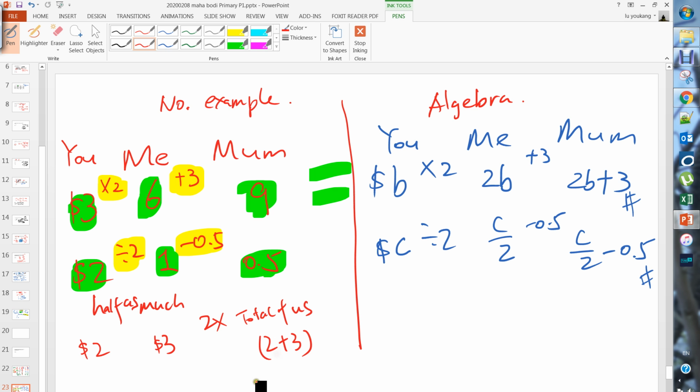And then times 2. So that will give you 10, right? So that means the green one is the answer, the value for each person. And the yellow one, which means 2 times the total of us, is the operation, which you need to figure out what to do. Okay?